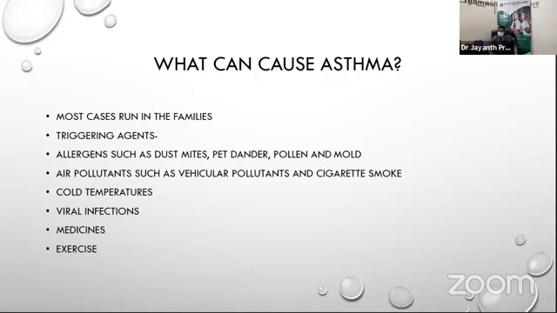Most cases run in families, as do the allergies. Asthma is nothing but an extension of allergy. So it has the same triggering agents as allergies, such as dust mites, pet dander, pollen, mold, and air pollutants such as vehicular pollutants and cigarette smoke. Some people are sensitive to cold temperatures. Some people, when they get a viral infection such as the common cold, it will become asthma as they are allergic to the viral infection. Then for some people, some medicines will trigger the asthmatic attack, and exercise beyond our limits can sometimes also trigger an asthmatic attack. As you become more and more breathless during exercise, you may experience an asthmatic attack.